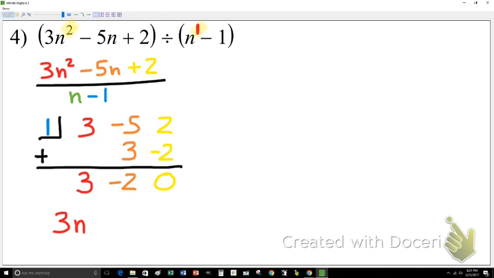And then you just go from that, you just go down in descending power. So we have 3n minus n to the 0 power is just 1, so we just have the -2. And that's our answer. Okay, that's our final answer there. All right.